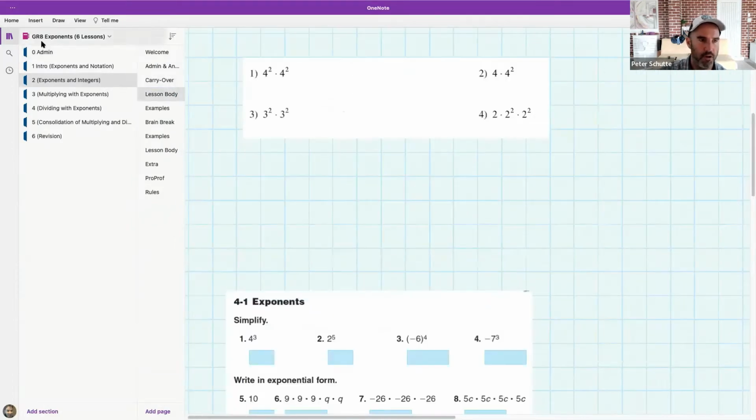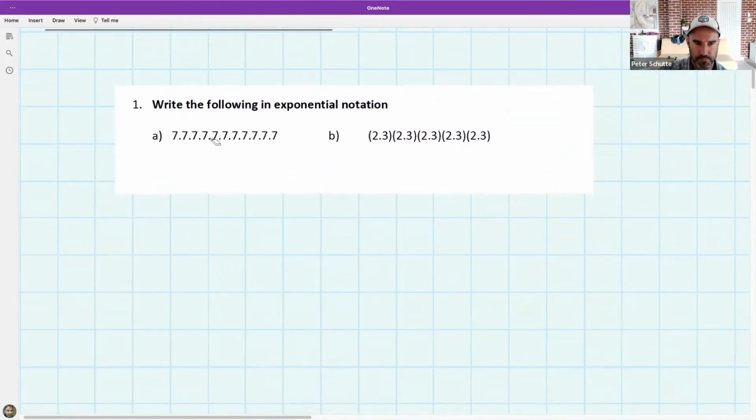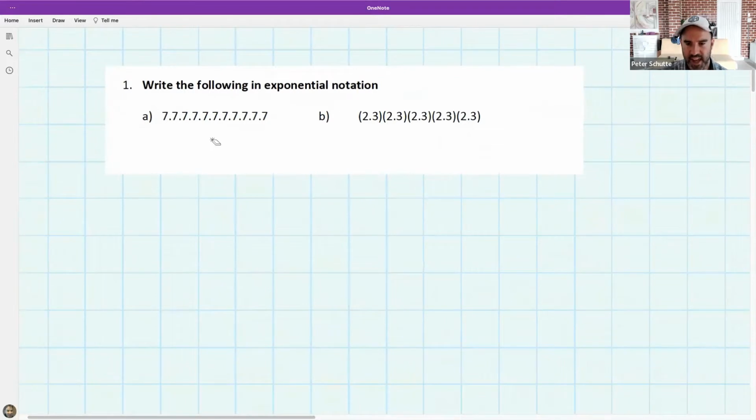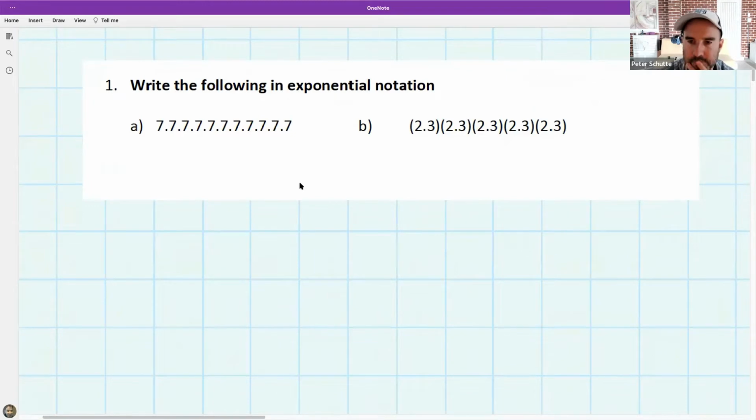So lesson body. Okay. Let's go to these first two. I want you to write A and B in exponential notation, and then I want you to put that in the chat. And I'll make it nice and big so you can see. And if we like, we can even count these. 1, 2, 3.